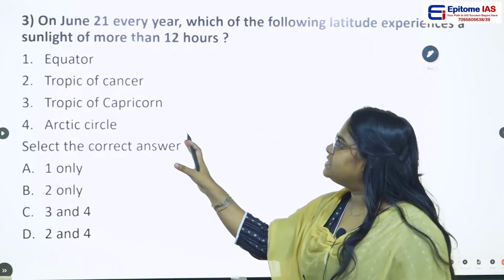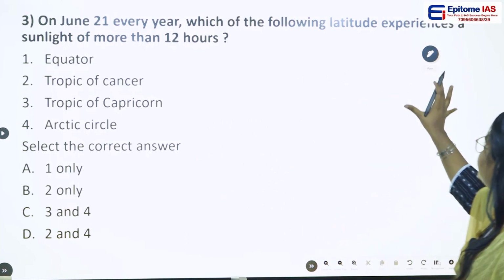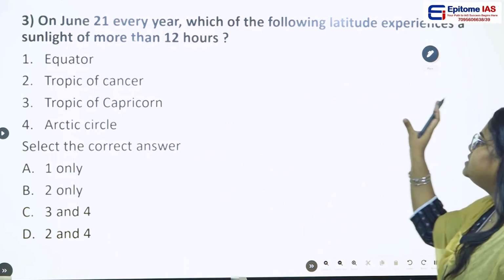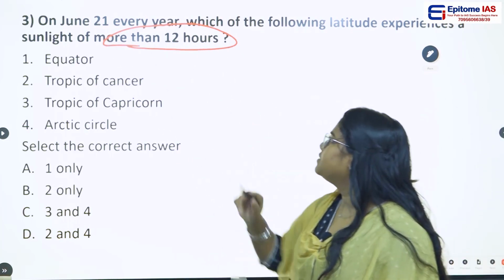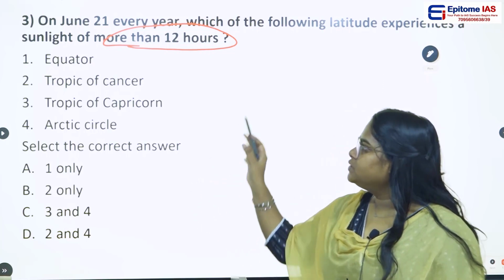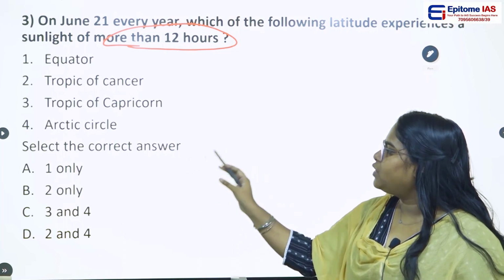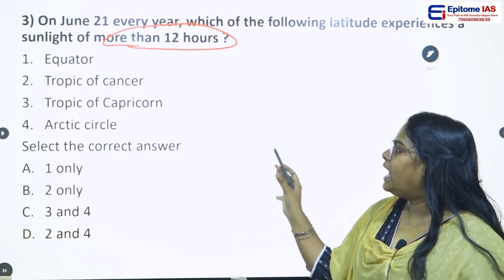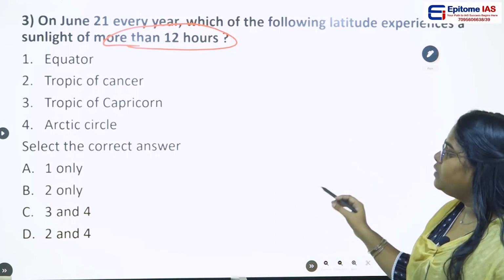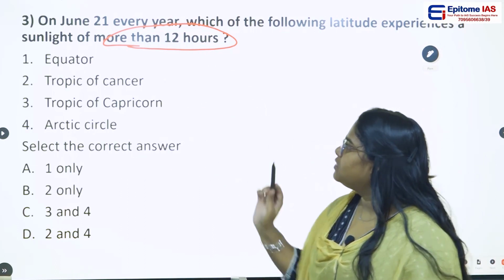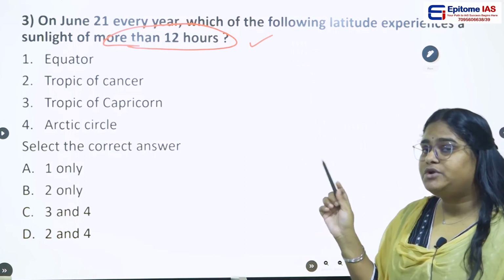So the next question is, on June 21 every year, which of the following latitudes experiences sunlight of more than 12 hours? More than 12 hours. First statement, equator. Second, Tropic of Cancer. Third, Tropic of Capricorn. And fourth, Arctic Circle. So they are asking on June 21, which of these latitudes have sunlight of more than 12 hours.